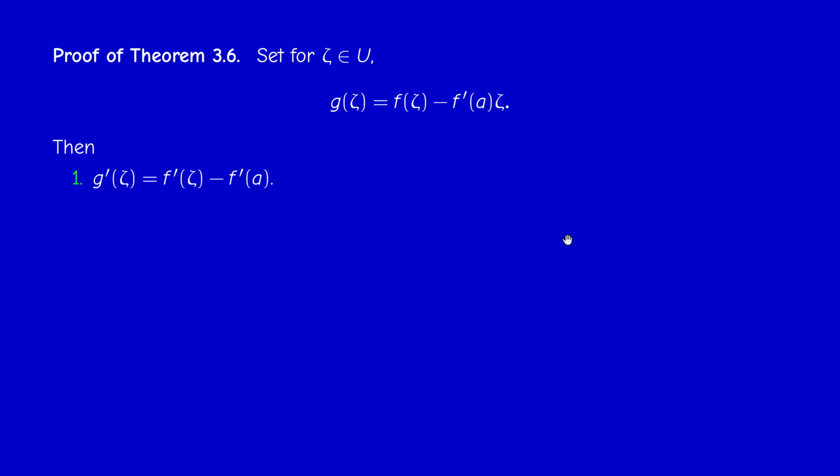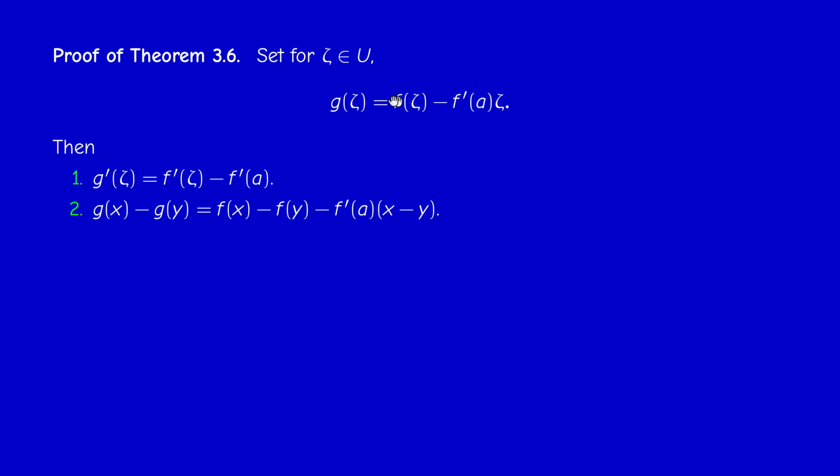Okay, so what can you say about G? First of all, G is differentiable because f is differentiable and the other term is linear continuous. So the derivative of this term is just f prime of A. So G prime of zeta is just f prime of zeta minus a constant, actually.